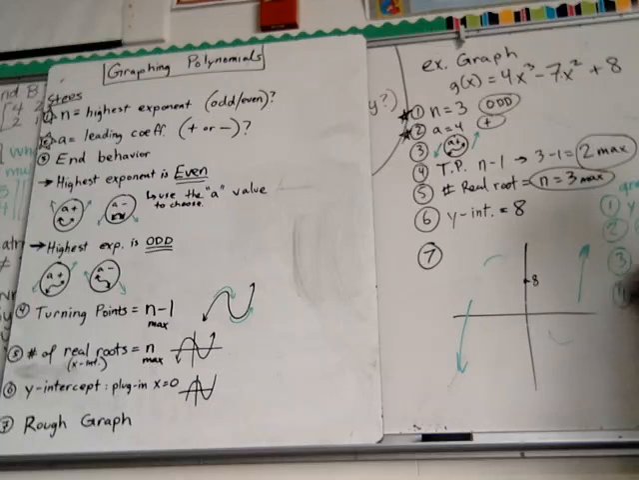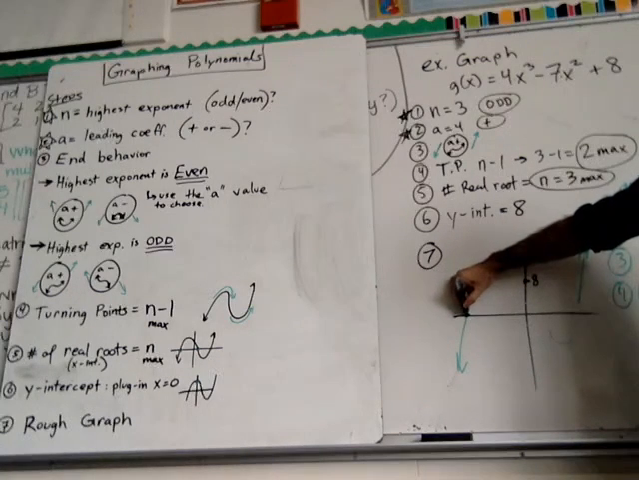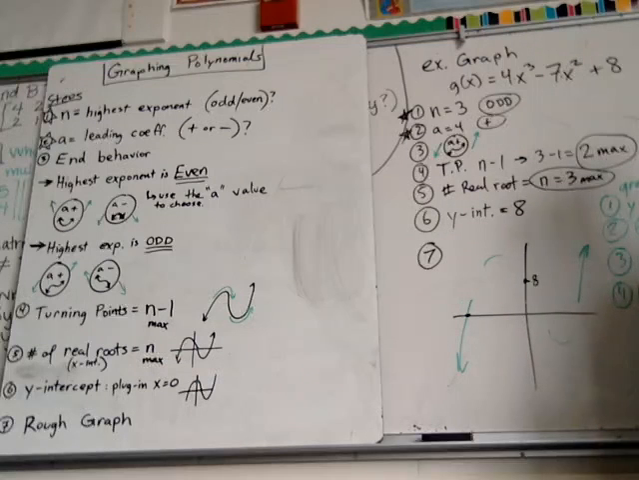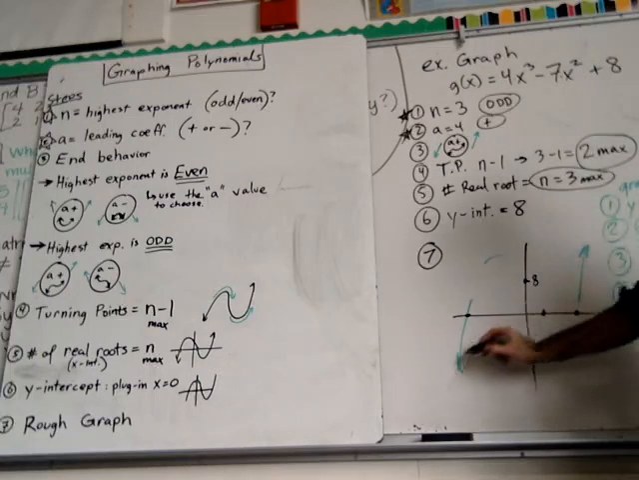And the next step is looking at our real roots. We have 3 max. So, let's see. If it continues down, I know that it's probably going to cross down here. It looks like I could have it cross here and even cross here. That would be my 3 roots, right? Okay, watch.